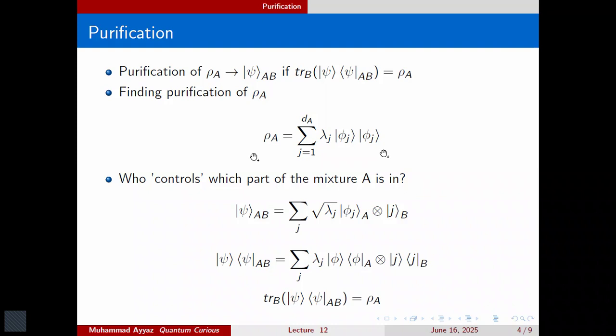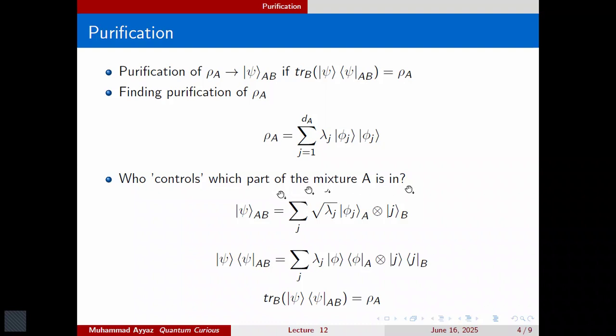And there is a quantum uncertainty: if the state is entangled with another system, say B, then there is inherent randomness, and the system A is not in a definite state before the measurement. So let's see how this quantum uncertainty arises and how we can build the purification of that state by introducing another system B. So the question is: who controls which part of the mixture A is in?